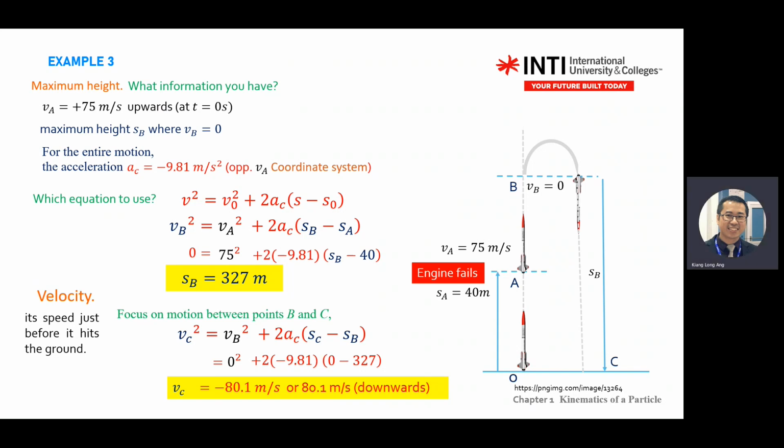In this case, it is going down. Early on, going up is positive. Now going down is negative already, so you choose the negative sign. Your answer is negative 80.1 meters per second. Or as a second answer, you write positive, but state the direction, because velocity is a vector. Vector has magnitude and direction. Okay, makes sense to all of you?